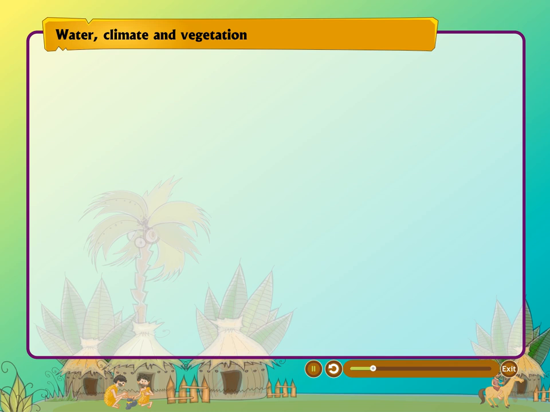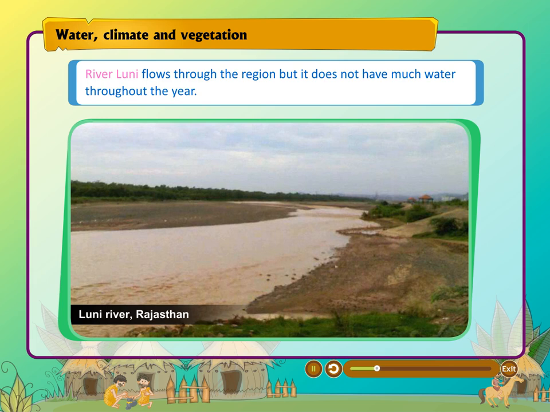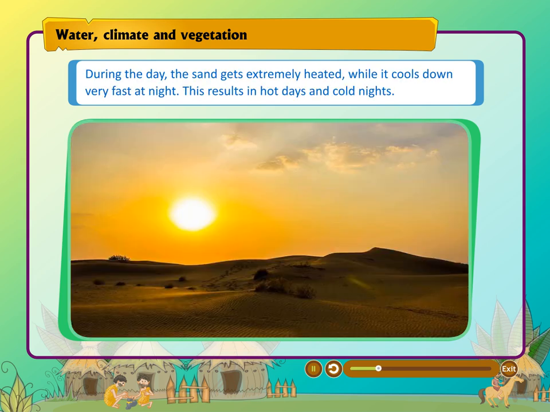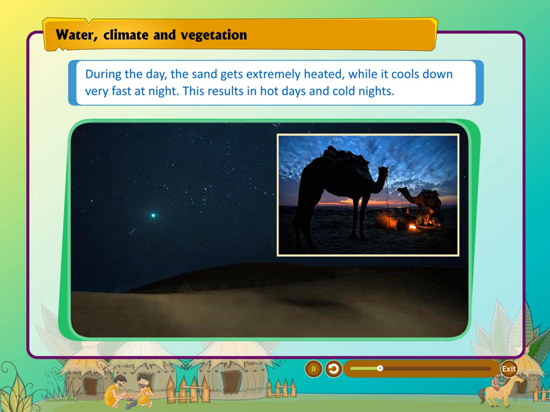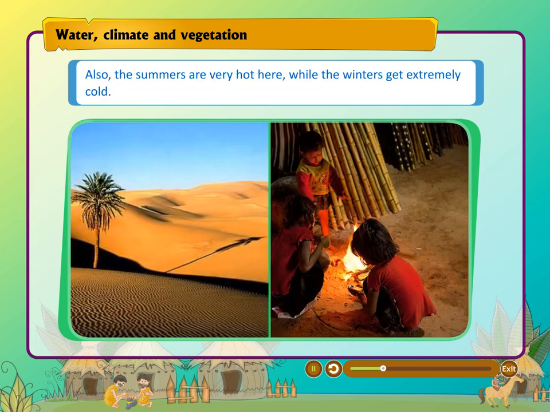Water, climate and vegetation. The desert region receives very little rainfall. Some areas do not receive rain for years together. River Luni flows through the region, but it does not have much water throughout the year. During the day, the sand gets extremely heated, while it cools down very fast at night. This results in hot days and cold nights. Also, the summers are very hot here, while the winters get extremely cold.